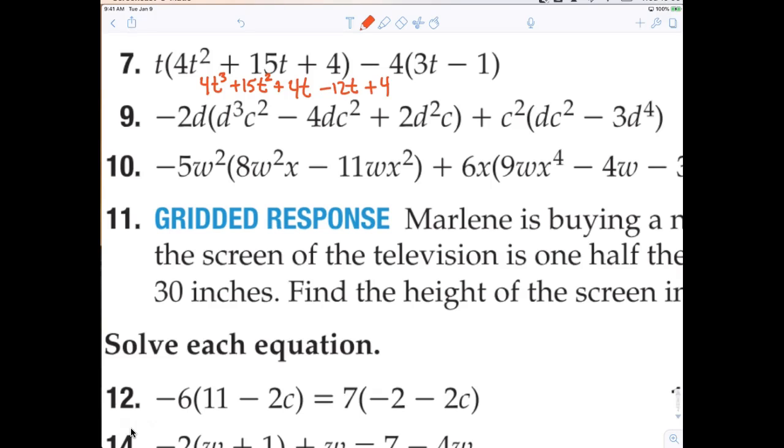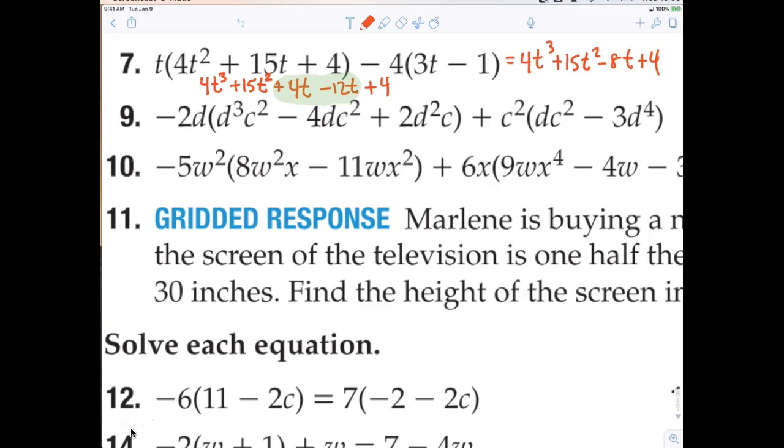And now we have to combine terms. Agreed? And when we combine terms, it looks to me like the only ones we can combine are the 4t and the negative 12t. Does everybody agree with that? All right. So my final answer would just be 4t cubed plus 15t squared minus 8t plus 4.